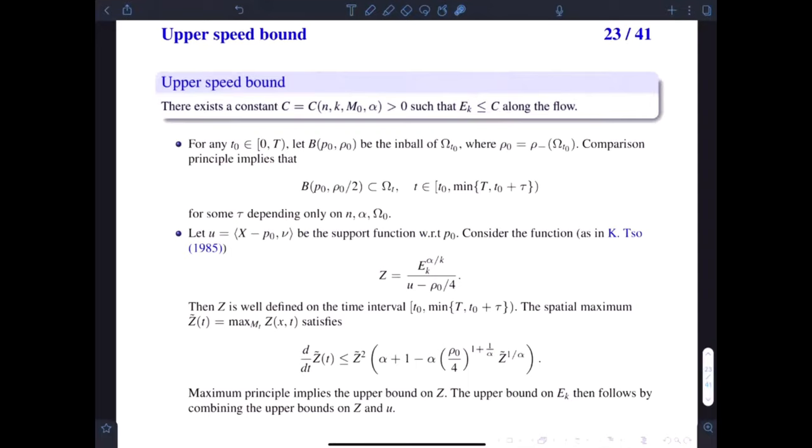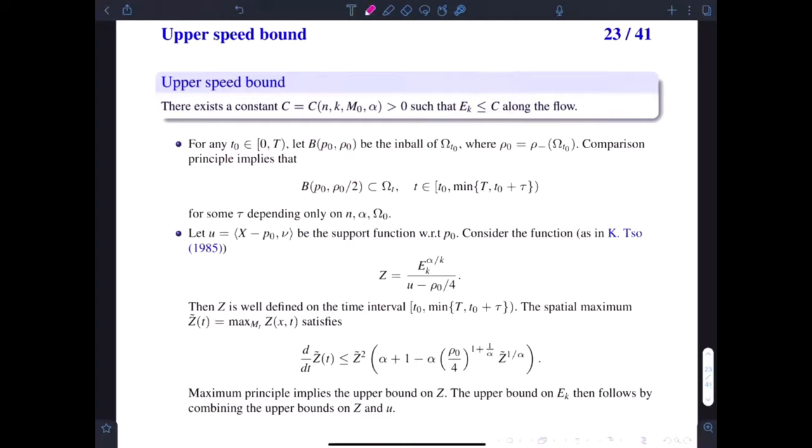The idea is as follows. For any fixed time t0 on the existence time interval, we choose a ball of Omega t0 as B_{p0}(rho 0). Here p0 is the center of the ball, and this is the inner radius. By applying the comparison principle, we can show that the half ball of radius rho 0 over 2 is also contained in the domain Omega t for all time t from t0 to t0 plus tau.